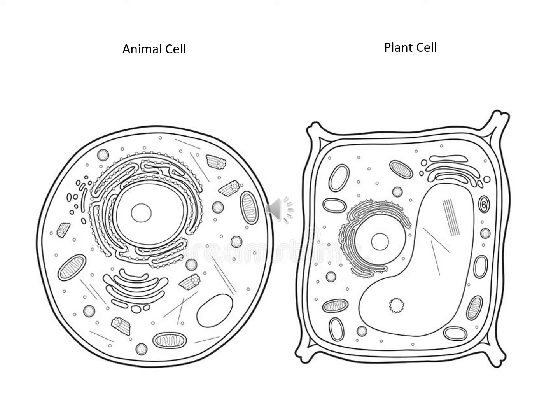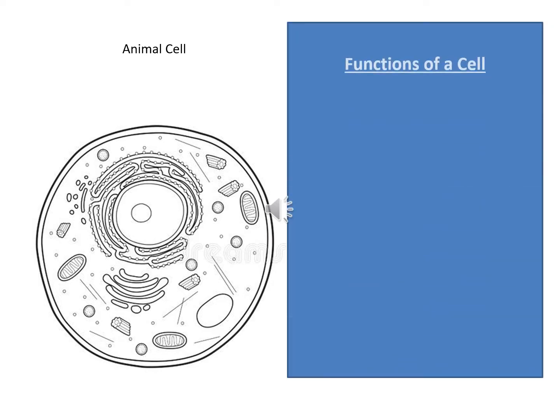And remember that the distinguishing characteristic between the animal cell and the plant cell is the presence of a cell wall that gives a plant cell structure that animal cells don't have. Both animal and plant cells need to perform 11 different life functions. The first one that we're going to discuss is absorption.